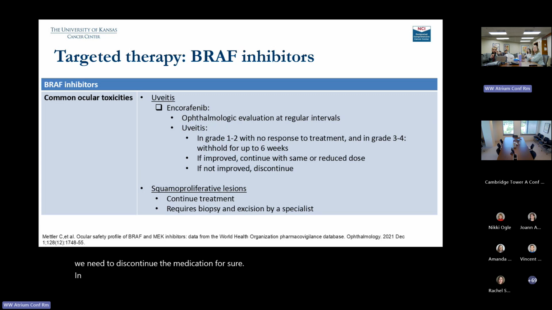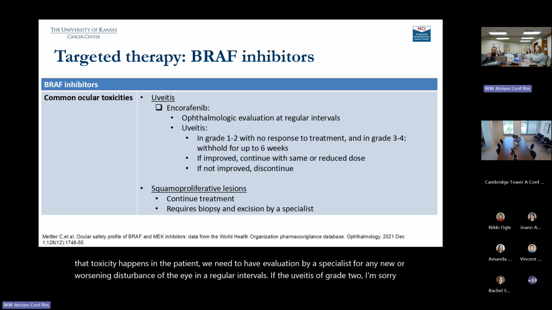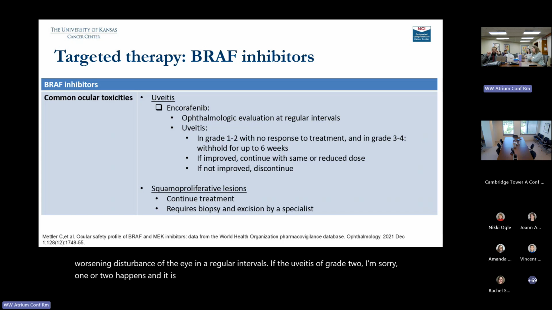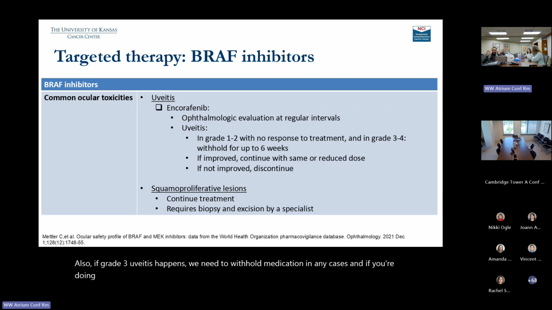In the package insert of encorafenib, there are specific approaches for uveitis. If that toxicity happens, we need an evaluation by a specialist for any new or worsening disturbance of the eye at regular intervals. If uveitis of grade 1 or 2 happens and it is not responding to therapy, we need to withhold the medication. Also, if grade 3 uveitis happens, we need to withhold the medication in any case. The withholding should be up to 6 weeks.